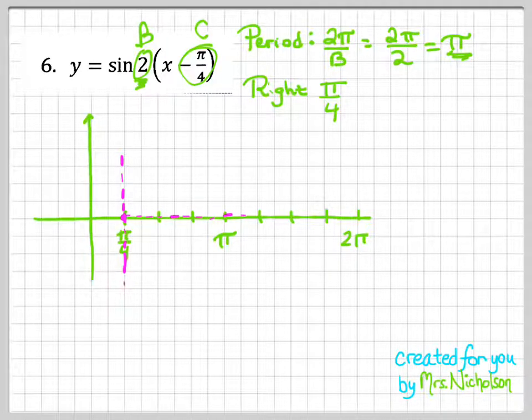And so if I count 8 squares, 1, 2, 3, 4, 5, 6, 7, 8, that means that I should finish my cycle by this point, which if you notice is pi over 4 to the right of pi, which is shifted to the right pi over 4. And my amplitude here is still 1. That hasn't changed. We didn't have a change in amplitude. So I'm going to mark this point and say it's 1. Mark down here, say that's -1.